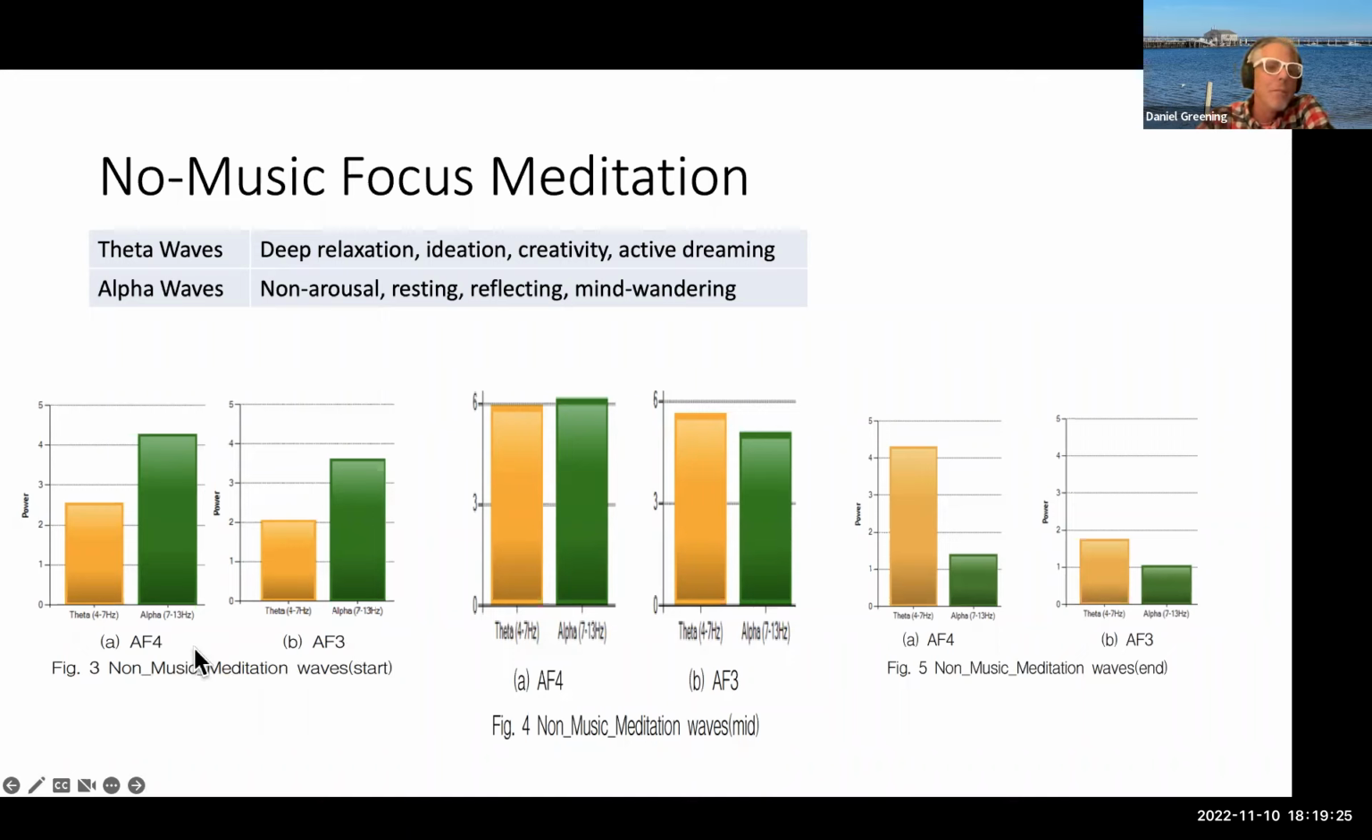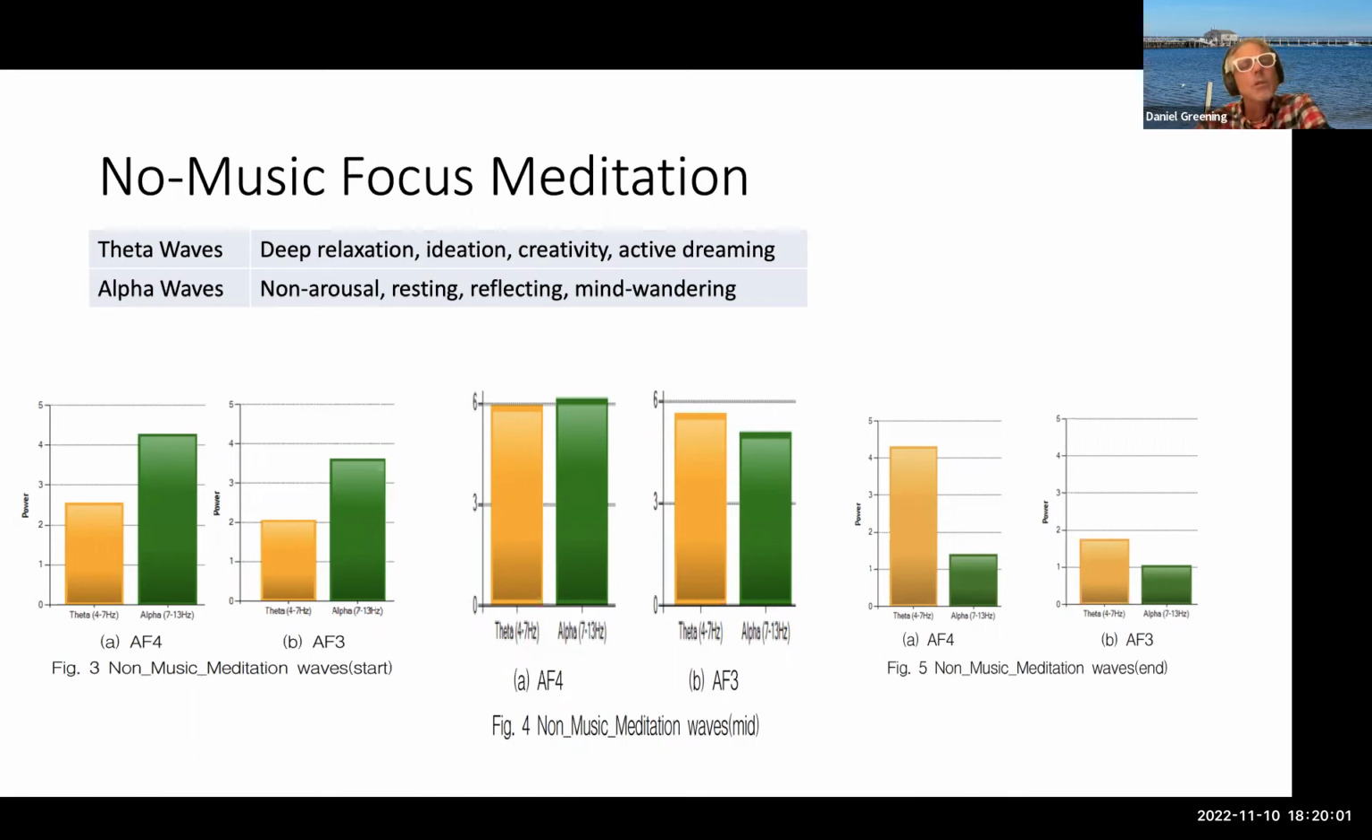And so what we see here on the left-hand side is the beginning state that people were in. You can see that theta waves are a lower frequency than alpha waves. So theta is 4 to 7 hertz. That means 4 to 7 cycles per second. Pretty slow. That's actually lower than we can hear, if it were an audio signal. And alpha waves are in a similar state. They're lower than 20 hertz, which is about the lowest that we can hear.